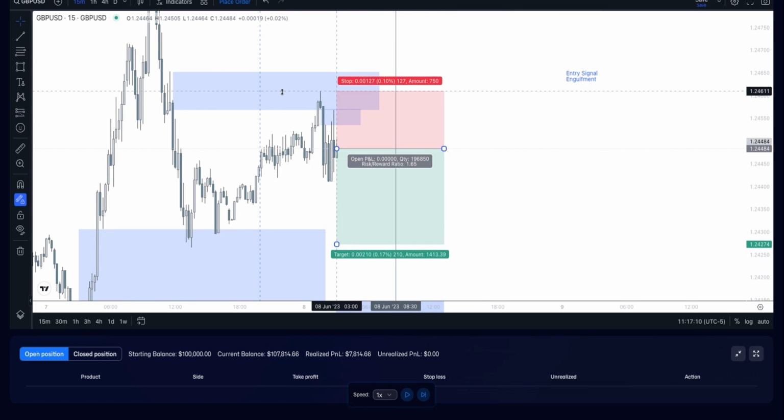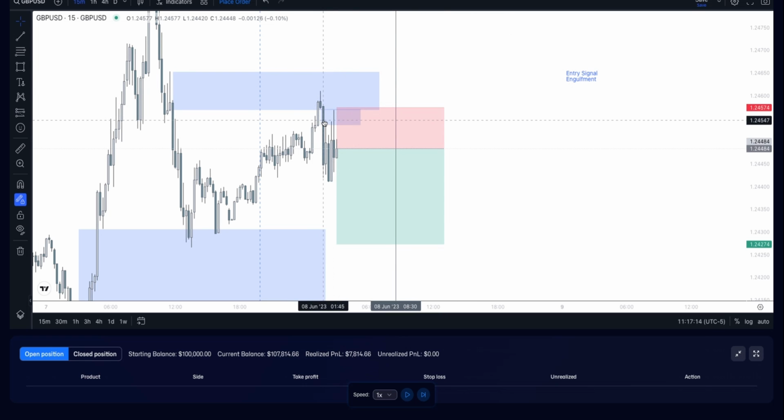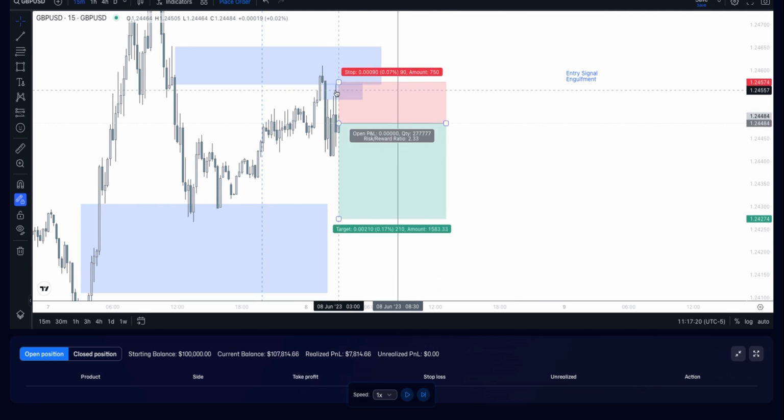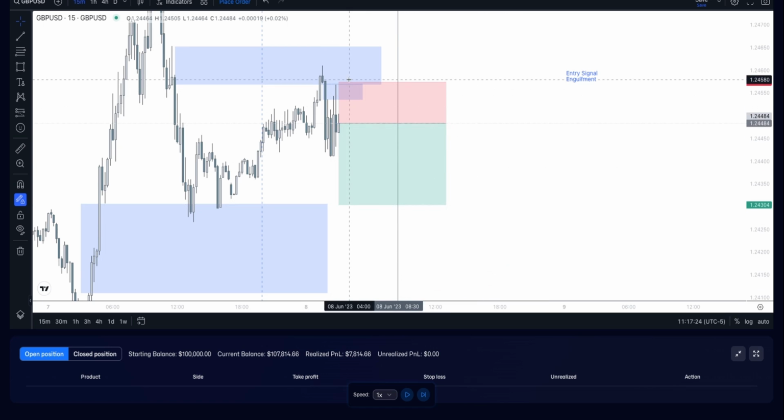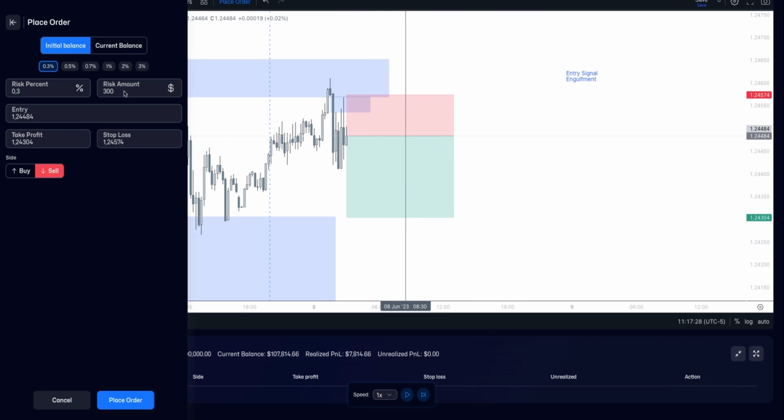I'm going to place my stop above this high because if we respect this fair value gap, price doesn't have any reason to go higher. And if price is going to order flow towards the downside, it should respect this. So that would invalidate the trade if it goes above it. So I'm going to take this short, sell 1%, place order.